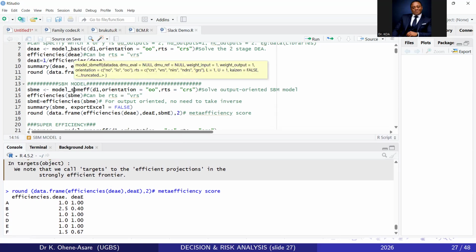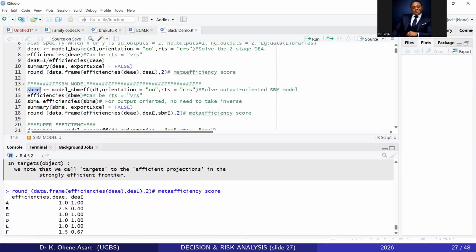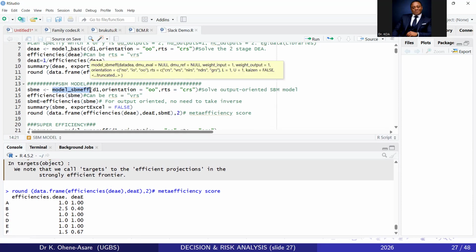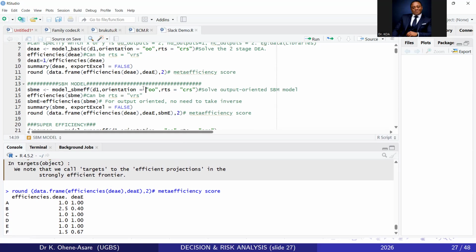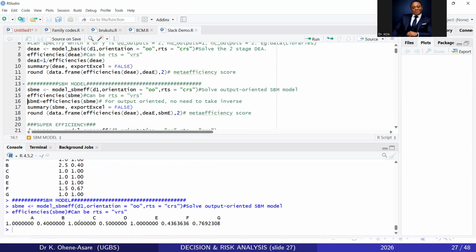Let's run the SBM. You can see that here, the model name is called model_SBM EFF. The same output orientation, returns to scale is constant. Run this and show the scores. So as you can see, these are the scores.